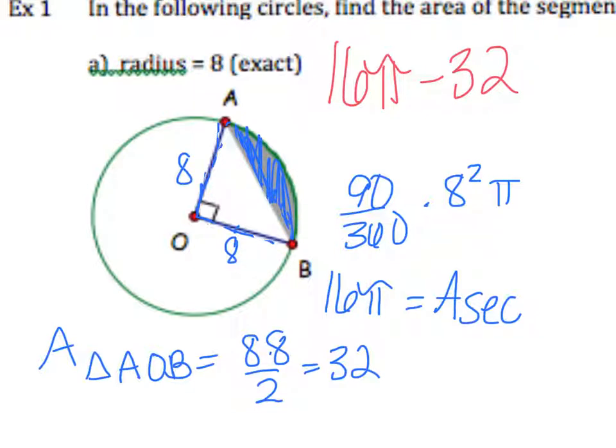If it wants it approximate, you're going to put it in your calculator just like that with the pi. 16 pi minus 32. I'm going to get about 18.27 is my approximate answer. But we'll typically leave it in exact. I just think it's nicer. It's less decimals, less rounding for us to deal with.